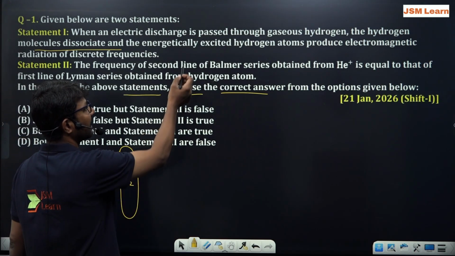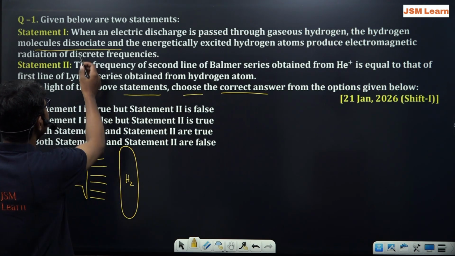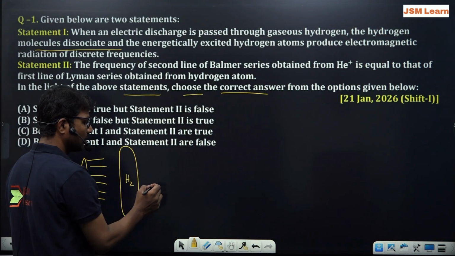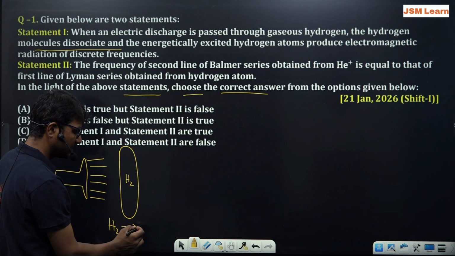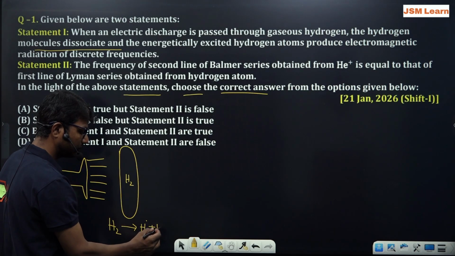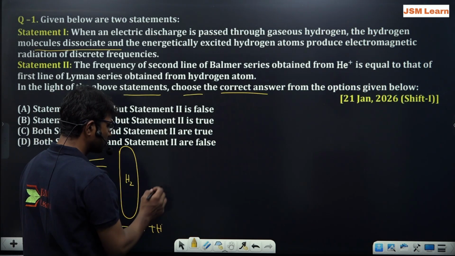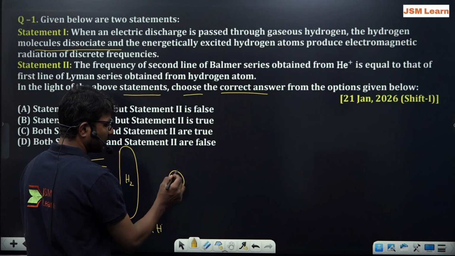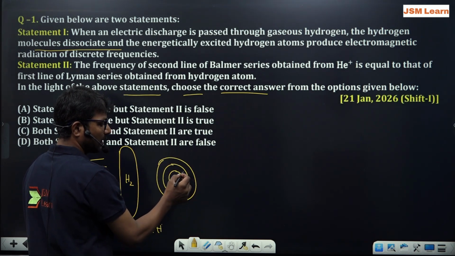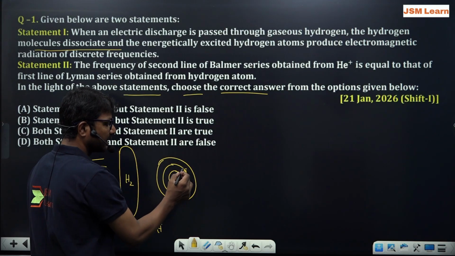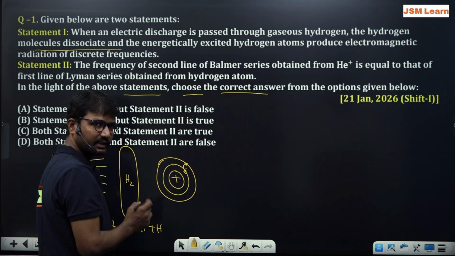It is dissociating and energetically exciting. Dissociating means hydrogen is getting dissociated and producing hydrogen atoms like this. Okay. So now in each hydrogen atom, the electron is getting excited into a higher energy level.